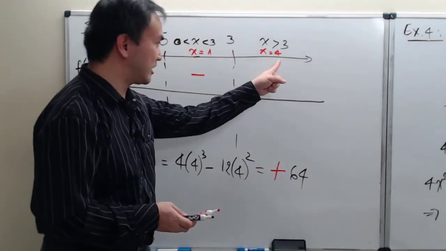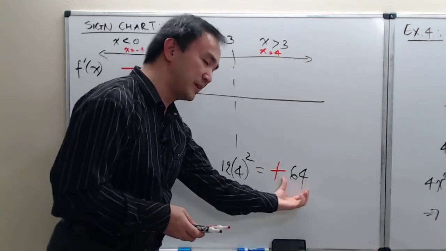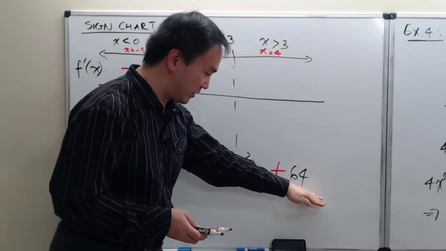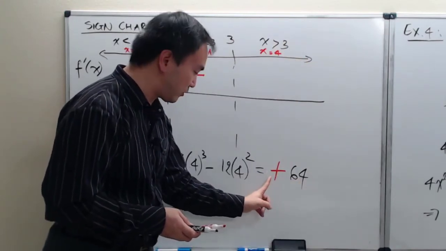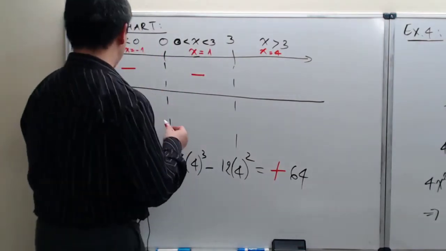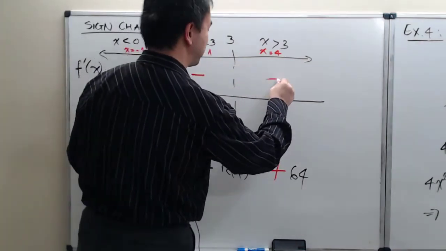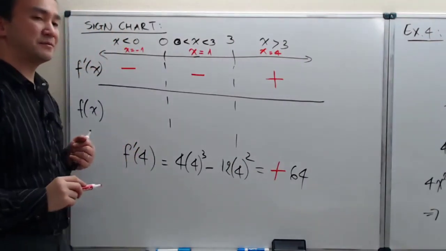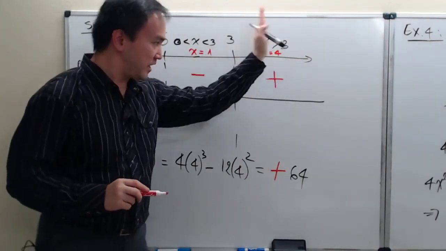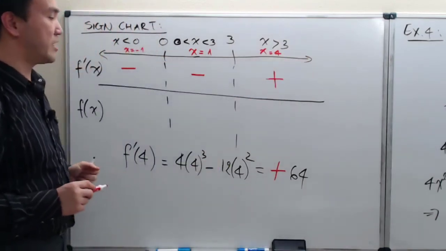I'm not particularly interested in the 64 value. It just came out because I chose x equals 4, and other viewers who chose different values inside this interval will get different values. What I'm interested in is this positive sign right here. So my f prime has a positive sign for any x value inside the interval x greater than 3.